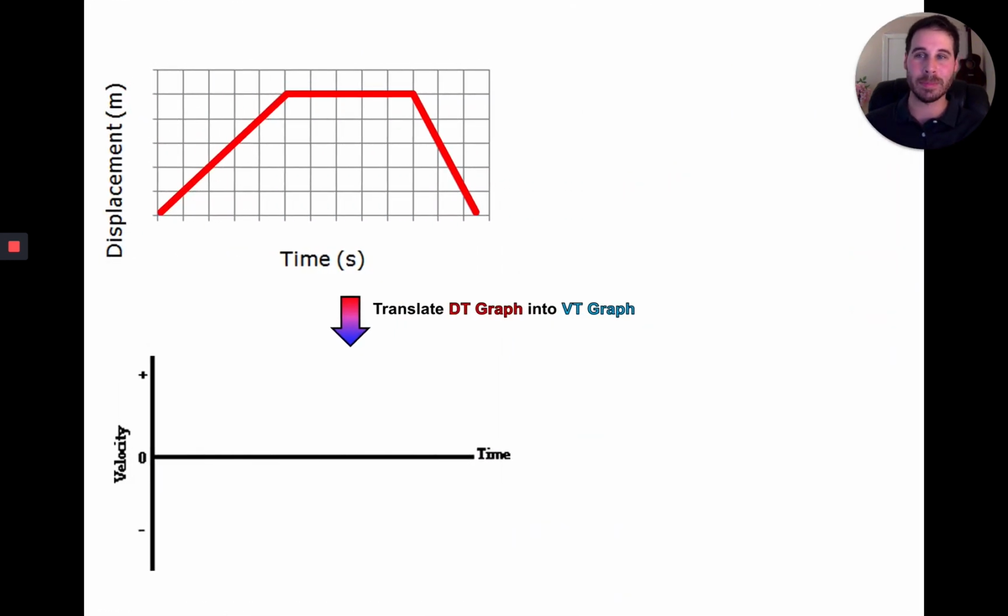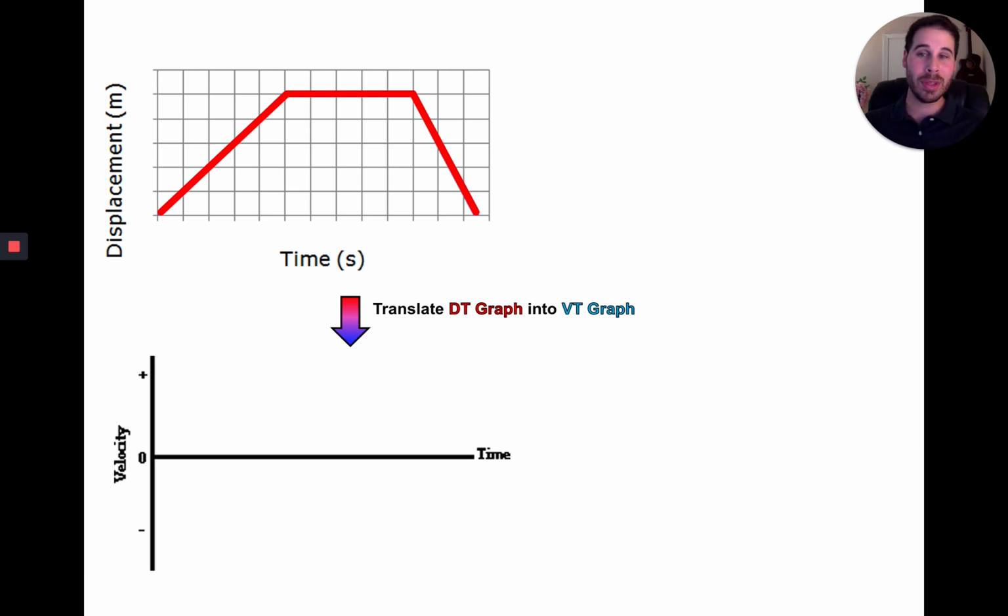Let's practice that now. We're looking at a displacement time graph, or dt graph, that shows the motion of an object. The first part of this graph shows that the object is moving forward. The second part of the graph shows that the object has stayed still, it's not moving anywhere. And then the last part of the graph shows backwards or reversed motion. How would you make a vt graph from this? Well, there's no numbers, so we're not going to be doing any calculations today.